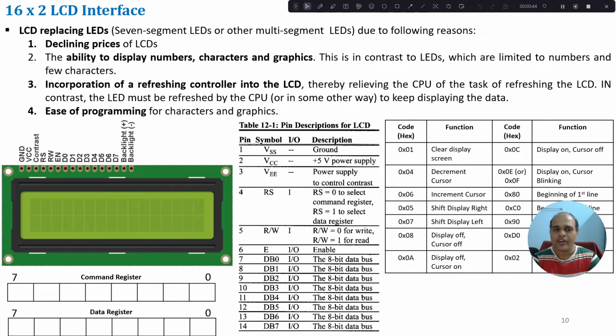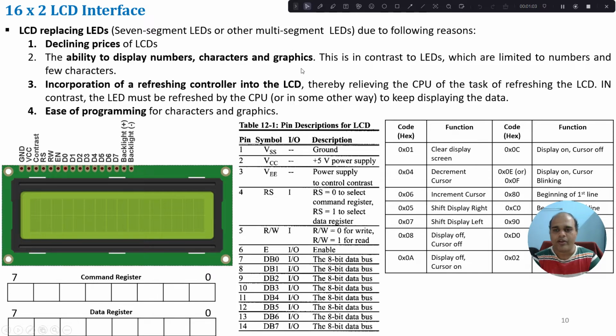And there are a few other reasons, like declining prices of LCDs. LCDs are nowadays available at a cheap price, so they are widely used. And it has the ability to display numbers, characters as well as graphics.